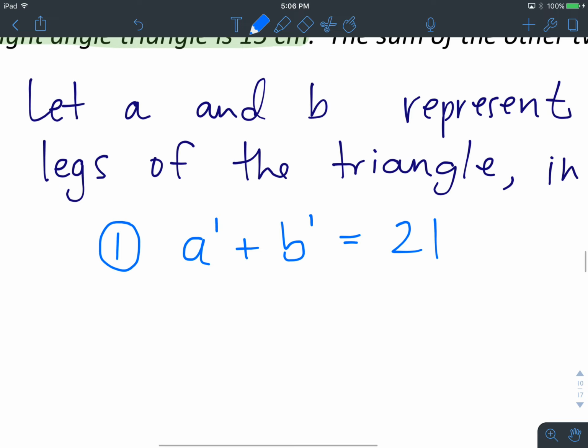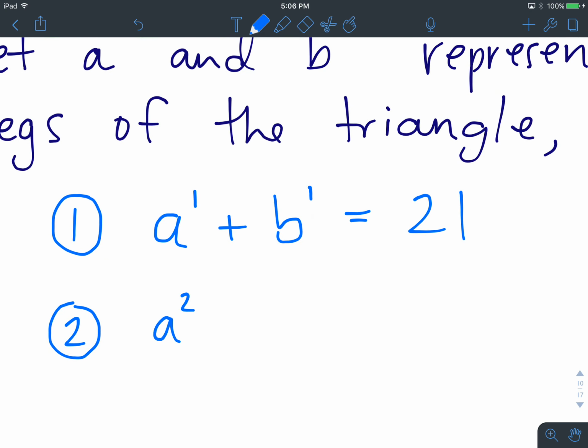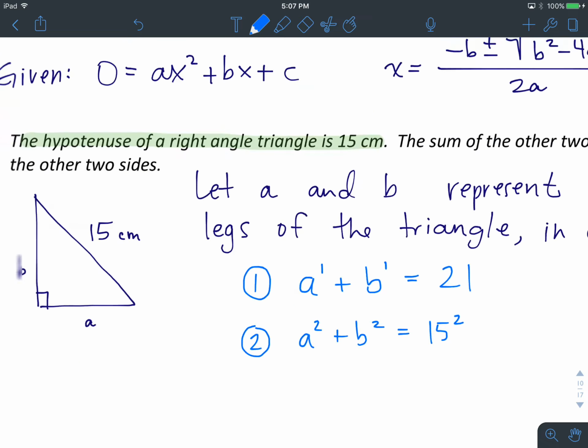The second equation that we're going to create is specific to right angle triangles. A right angle triangle has a very special tool that you can use when you're working with it, and that's called the Pythagorean Theorem. The Pythagorean Theorem is a squared plus b squared equals c squared. But in this case, they have told us that our hypotenuse is 15. That's right in the beginning of the question. So we now have 2 equations here. As before, we are always going to be substituting the linear equation into the quadratic. So always linear into quadratic.